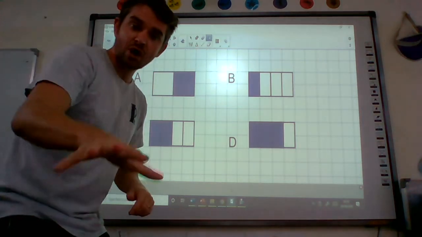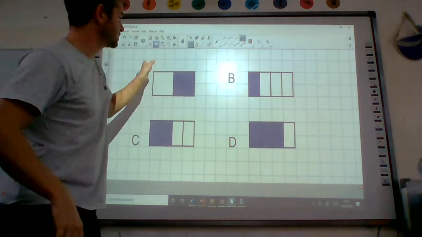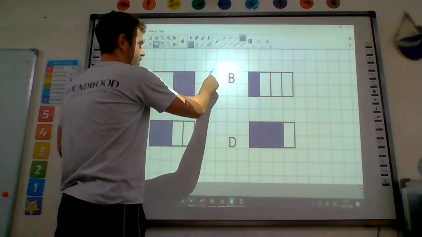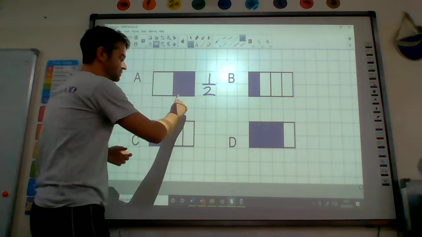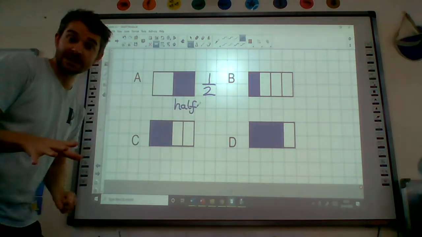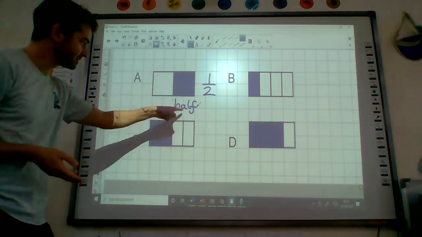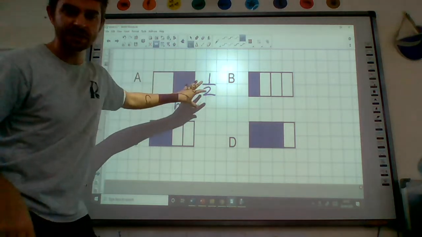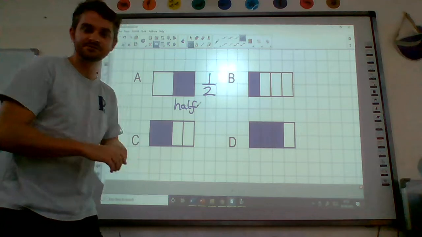Okay, some of you might not have been sure what on earth I was talking about, so here is an example. The fraction A shows 1 out of 2. This is a half. If you wrote it in words, it's half. It might be a little bit easier if you think about the German, halb, with that L in there. Okay, that's the first one. If you haven't done B, C and D, pause the video and have a go now.